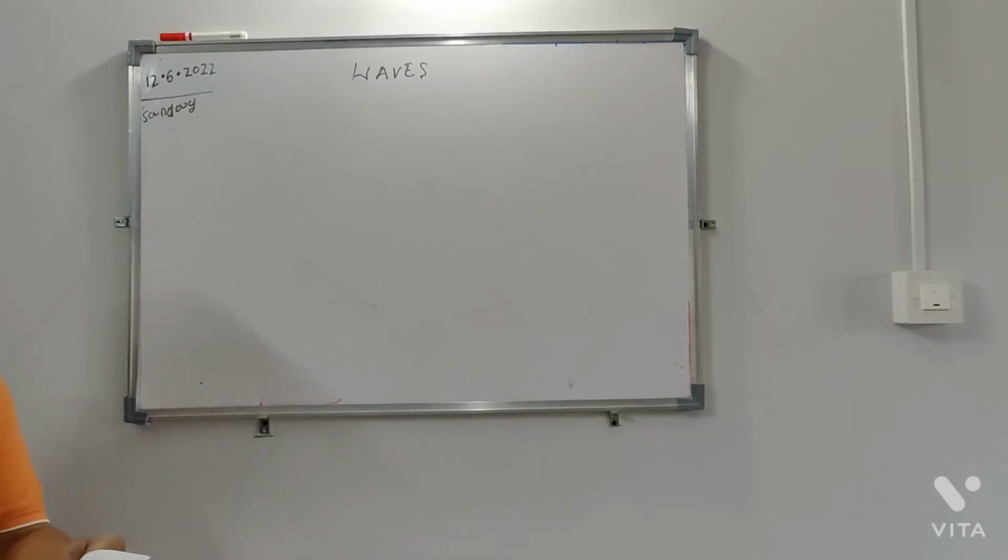Okay, so there is something called reflection of wave. Just remember, when the wave gets reflected, there will be a difference of phase angle by pi.